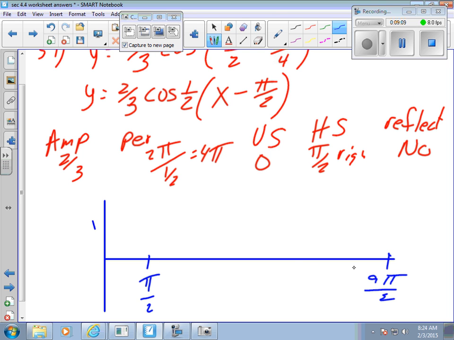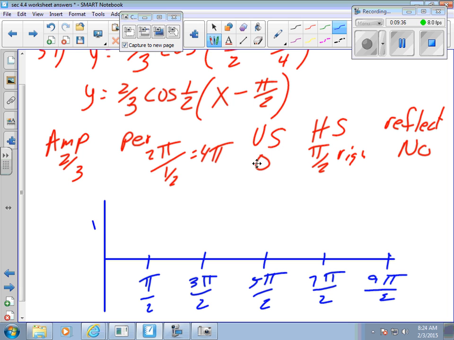Okay, so if I want to find my half-c's to get the rest of my points, 1/2 plus 9/2 gives me 10/2. 10/2 divided by 2 is 5/2 pi. Halfway between 1 and 5 would be 3 pi over 2. Halfway between 5 and 9 would be 7 pi over 2. So there's our 5 points.